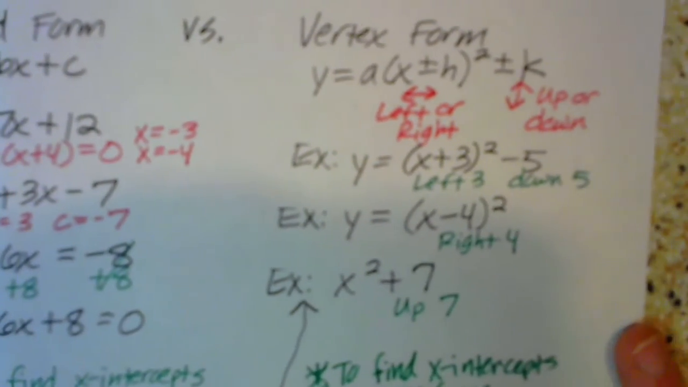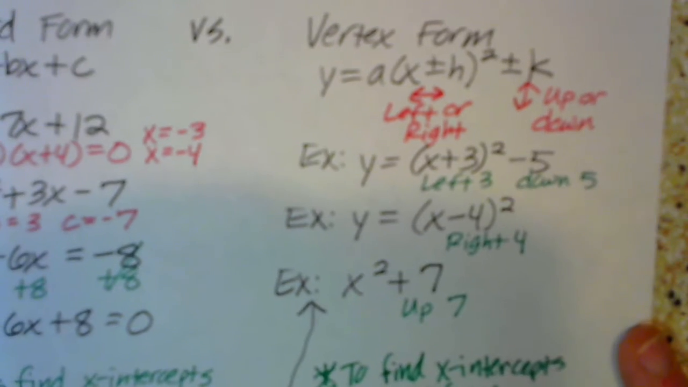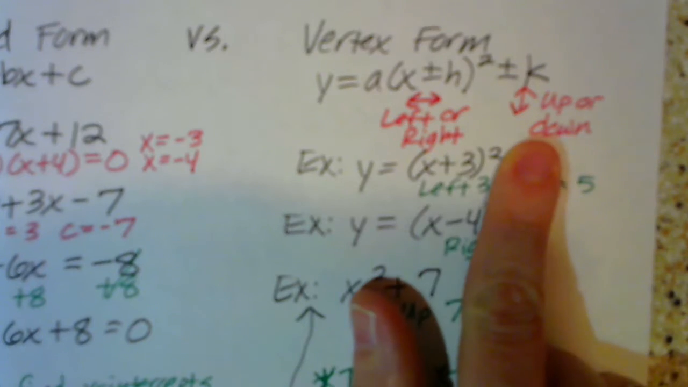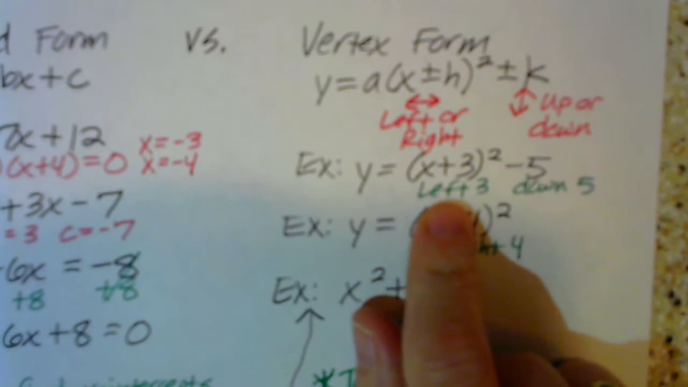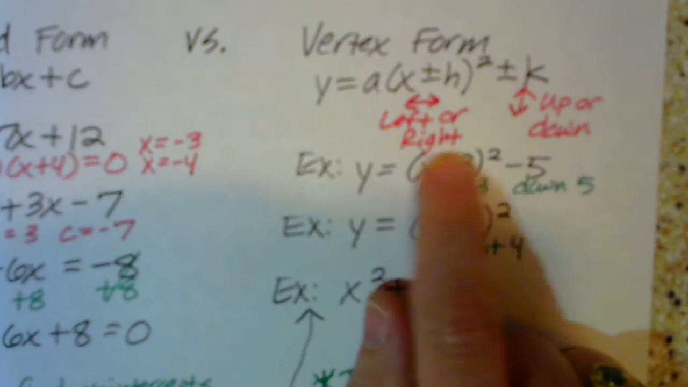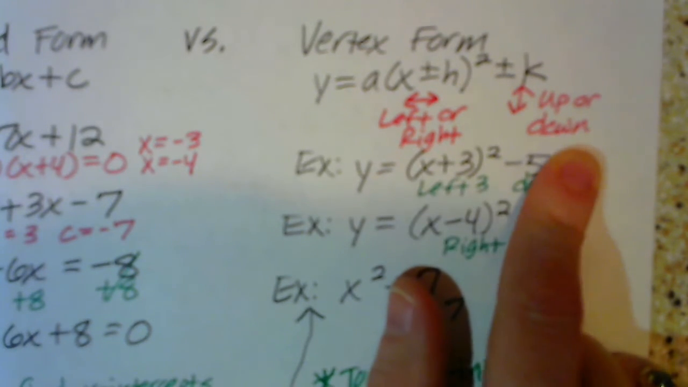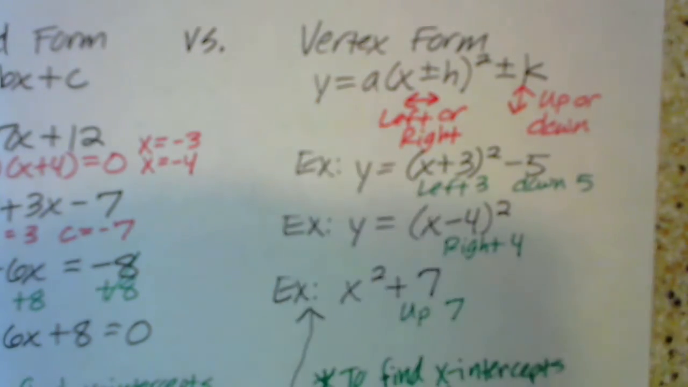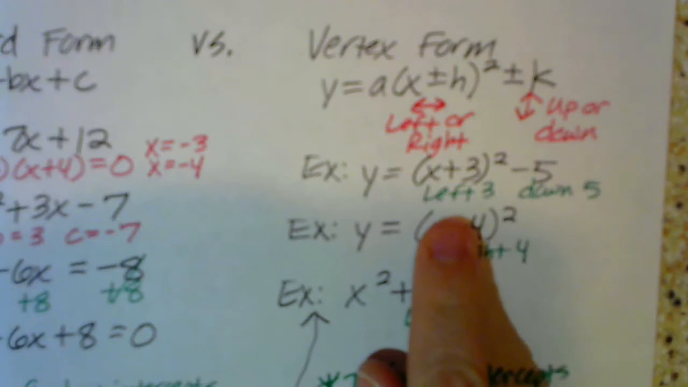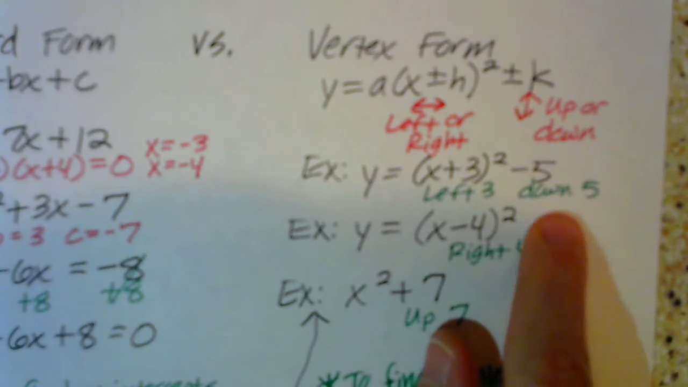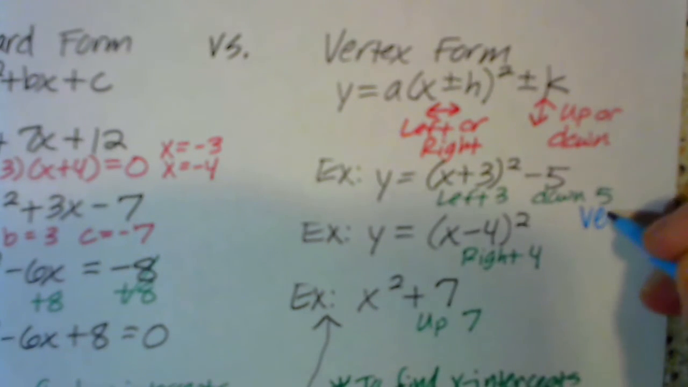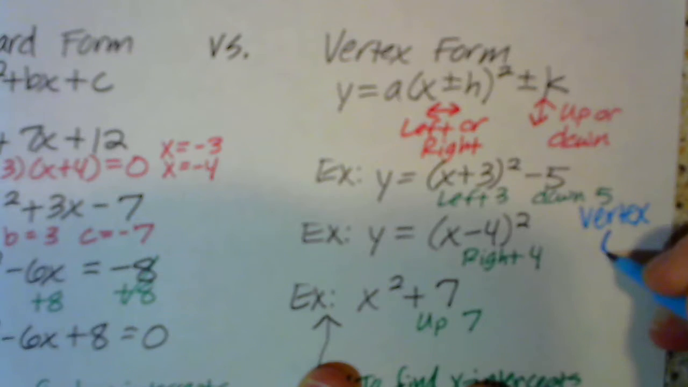When it comes to vertex form, it's really easy to see how a graph is moving. You know, we did this in Unit 3. I can look at something in vertex form and I can see that it's moving left or right or up or down. If I know that, then I can find the vertex really easily. That's why it's called vertex form. So for instance, this first one, I know that it's going left 3 and down 5. That means that it has a vertex of negative 3, 5.